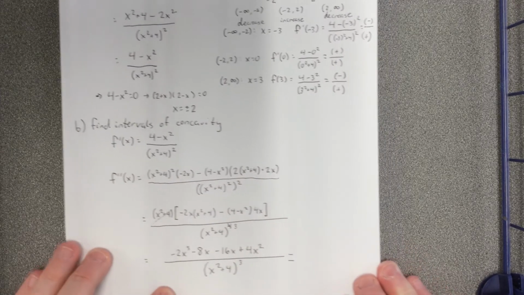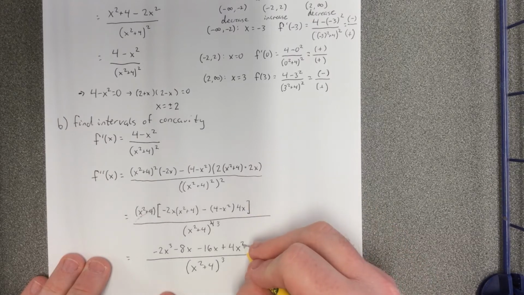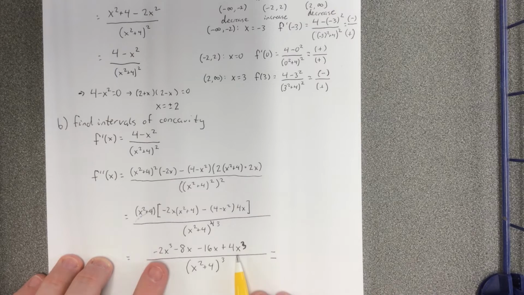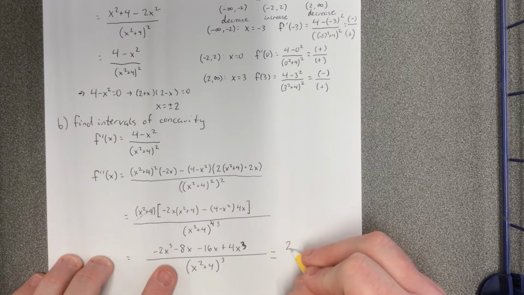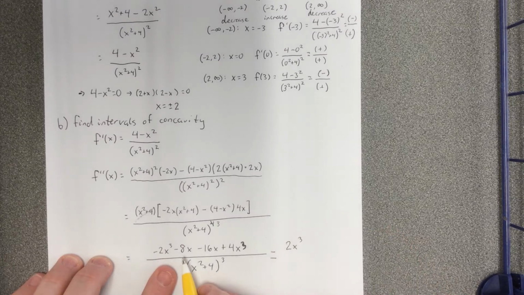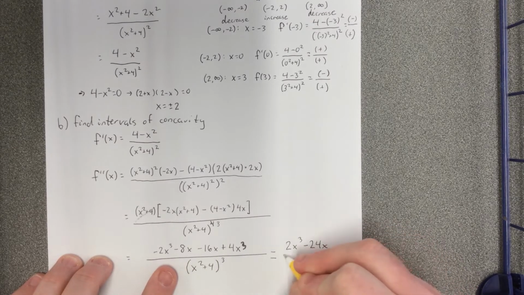I'm going to simplify that over here to the right. No, that's not 4x squared. That'd be 4x cubed. There we go. That's how we fix a 2 into a 3. Perfect. So we got 4x cubed minus 2x cubed. That will be 2x cubed. Minus 8x minus 16x will be minus 24x.